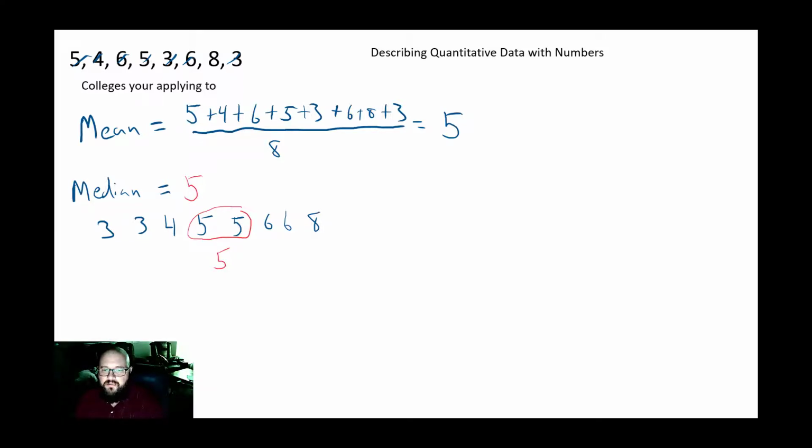Okay, so we have our mean and median. Now before we go, we talked about range yesterday, so what would our range be in this case?